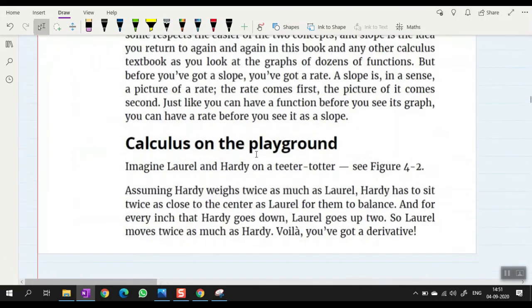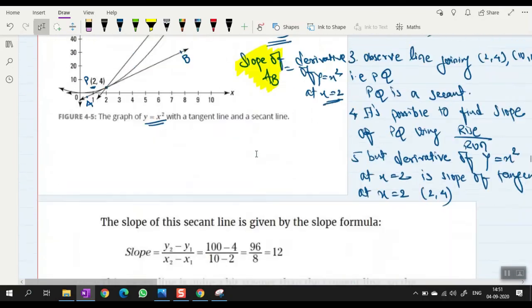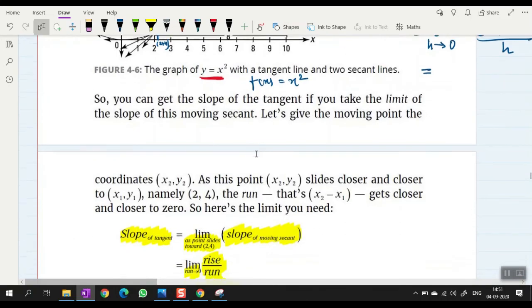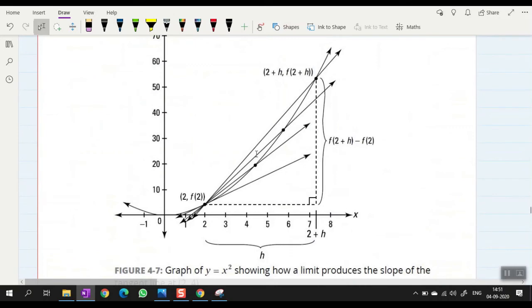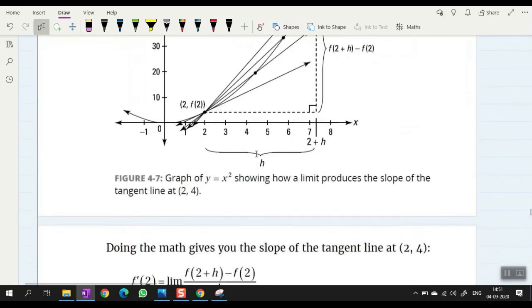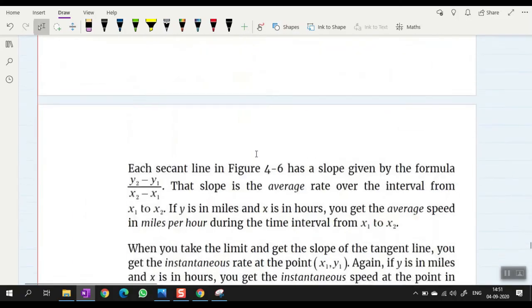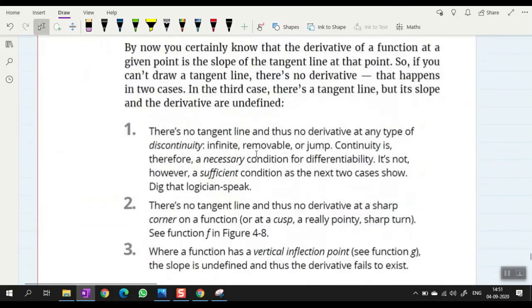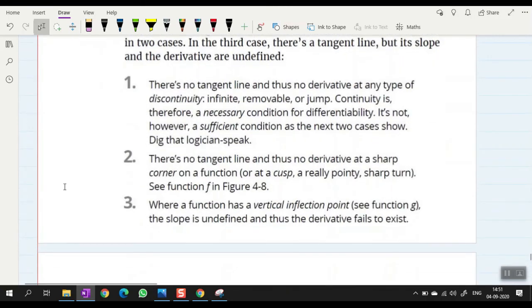Now a few more things, and then we'll directly go to the formulae using which you can find the derivative of a function directly without doing all this slope or limit or whatever. So there are three cases where the derivative does not exist. You must remember these three cases.